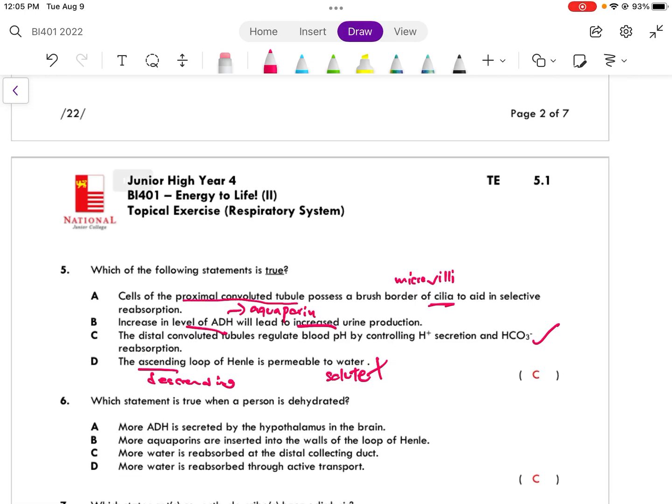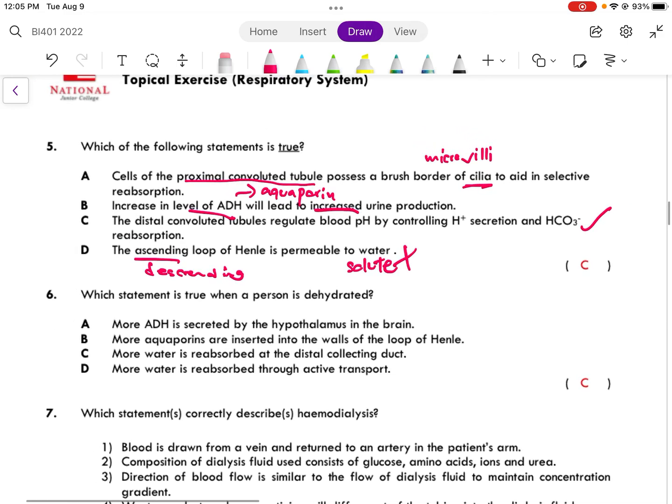Let's look at question 6. Which statement is true when a person is dehydrated? Person is dehydrated, that means there's not enough water in the system. If there's not enough water in the system, the blood osmolarity would be high. Okay, so if the blood osmolarity is high, more ADH is secreted by the hypothalamus. This statement is not correct because it's produced by the pituitary gland, not the hypothalamus. The hypothalamus role is to detect the change in blood osmolarity. So there are receptors in here, but it's not the structure that produces ADH.